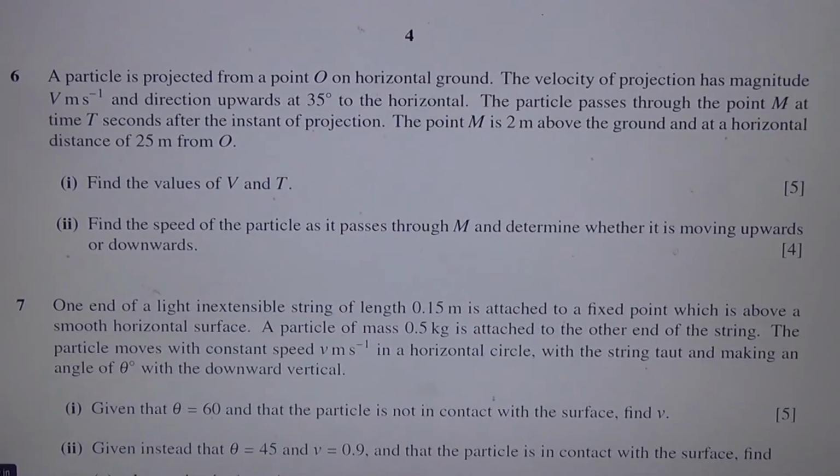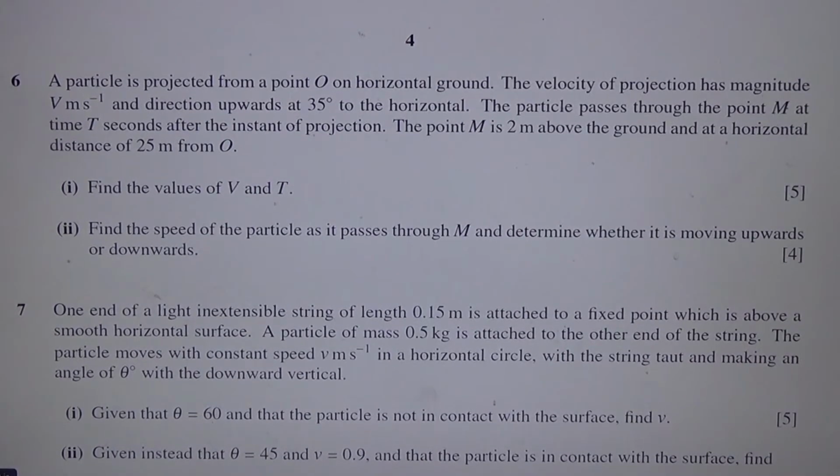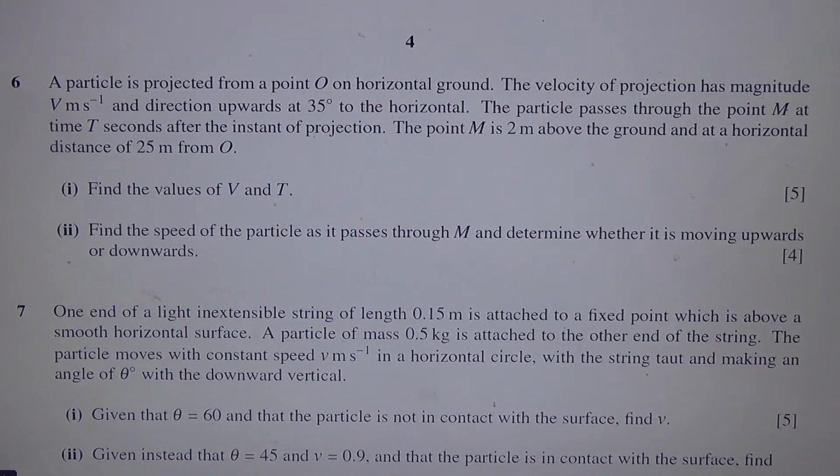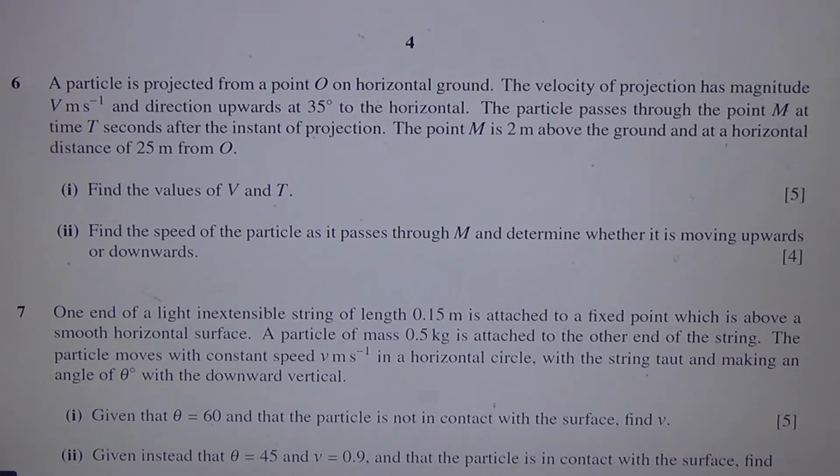Question number 6. A particle is projected from a point O on horizontal ground. The velocity of projection has magnitude v meters per second and direction upwards at 35 degrees to the horizontal. The particle passes through the point M at time t seconds after the instant of projection. The point M is 2 meters above the ground and at a horizontal distance of 25 meters from O. Find the values of v and t.